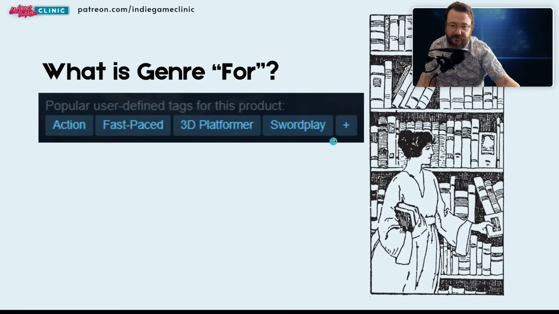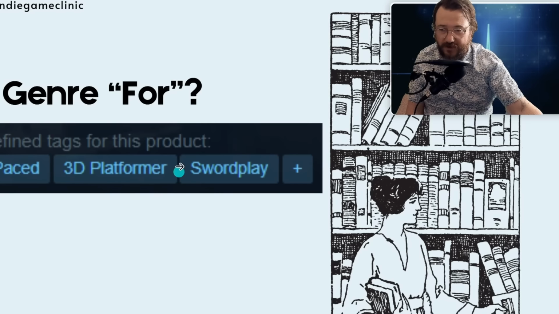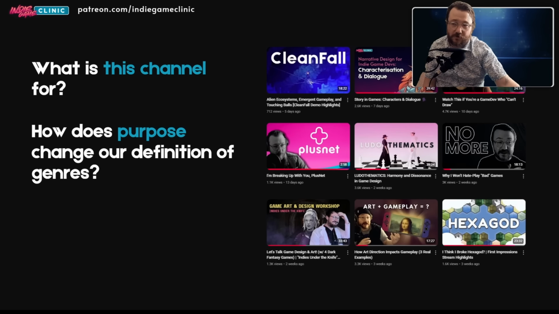And if I look at this list of tags, I would say 3D platformer to me, that reads as a game genre, but these other things are something else. They're different types of categorization of games. But in order to have a helpful conversation about genre, we have to understand why we're doing it.